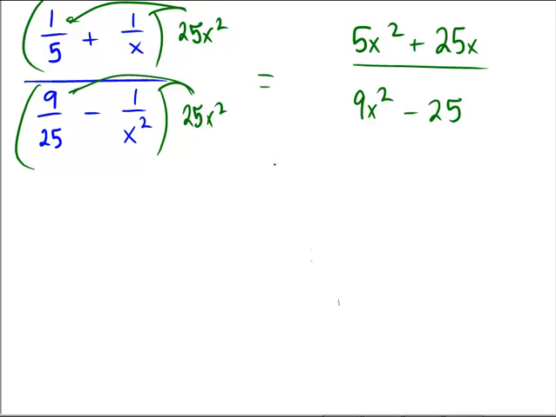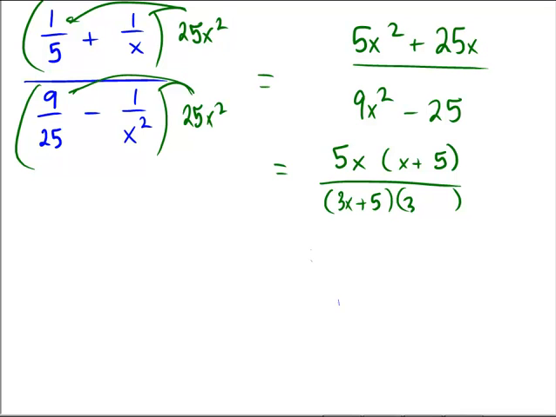Okay, so numerator, factor out 5 and x, left with x plus 5. Bottom, difference of squares, looks like a 3x plus 5 and a 3x minus 5. Unfortunately, I don't see any more simplification I can do there, so I guess we just gotta stop and put a box around it and a smiley face.